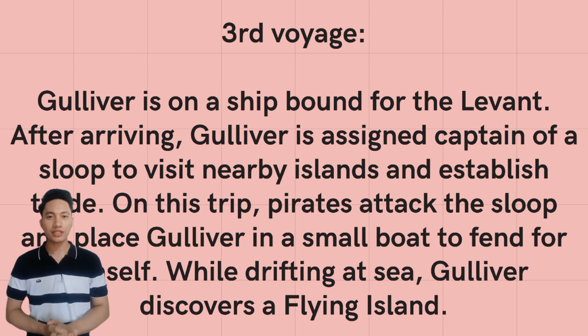Gulliver's Third Voyage. Gulliver is on a ship bound for the Levant. After arriving, Gulliver is assigned captain of a sloop to visit nearby islands and establish trade. On this trip, pirates attack the sloop and place Gulliver in a small boat to fend for himself. While drifting at sea, Gulliver discovers a flying island.